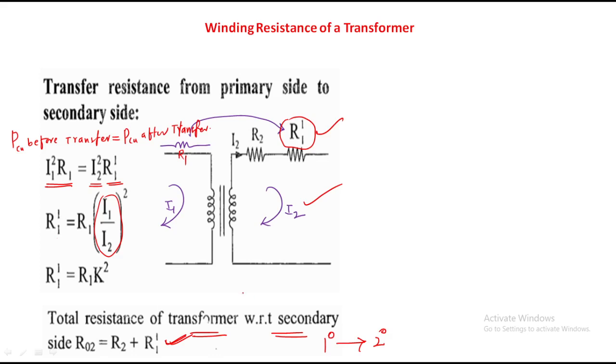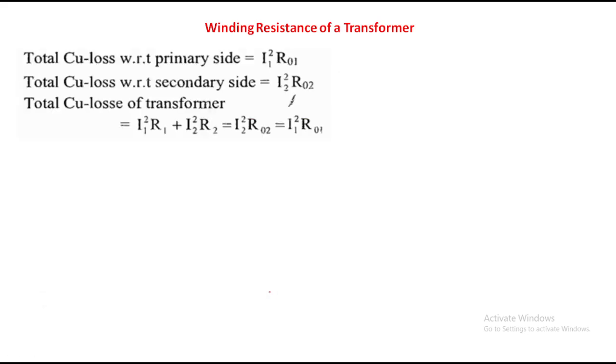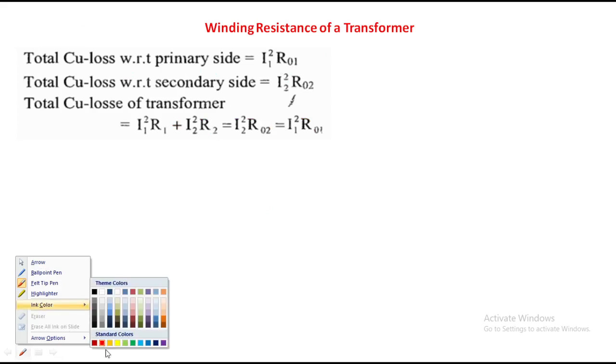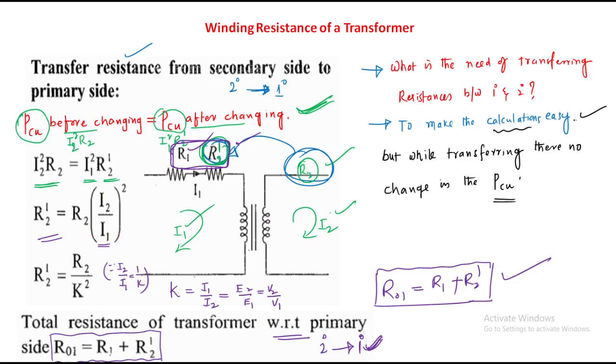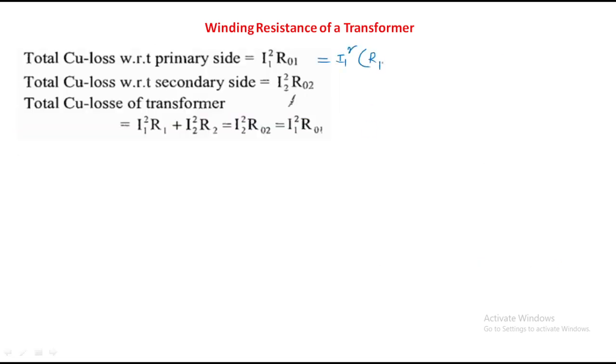But in any case, is there any change in the value of copper loss? Obviously there is no change in the copper loss. Then the total copper loss with respect to the primary side is I1 square into R01, right? With respect to primary, I1 square into R01, where R01 is R1 plus R2 dash.